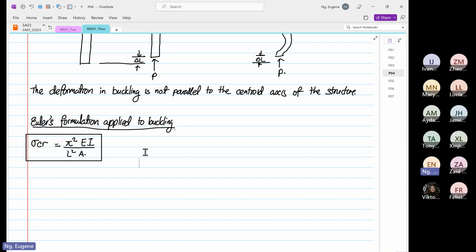Yes or no, right? How come this is the first time you have seen a formula in structure analysis like this? It's common to have E, Young's modulus. It's common to have I, second moment of area. It's common to have L, which is length. It's common to know that A is the cross-sectional area. What is the intriguing thing is, what is this pi squared doing down there, and how do we get the pi squared?